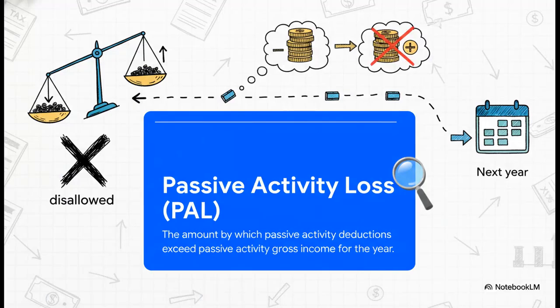So what exactly is a passive activity loss, or a PAL? It's simple, really. It happens when your deductions from all your passive activities are more than the income you made from them. And Section 469A lays down the law. You cannot take that net loss and use it to reduce your other income for the year, period. Passive losses can only offset passive income. Anything left over gets punted to next year as a suspended loss.